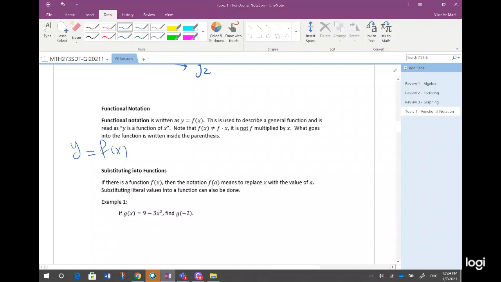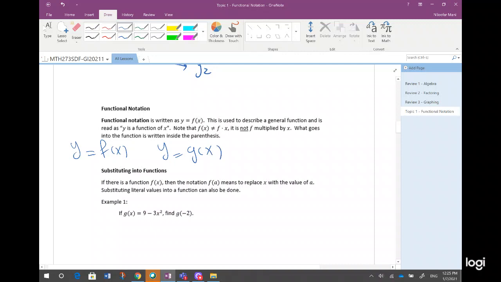No, this is not f multiplied by x. F is not separated from x. No, I cannot separate x from f. I just substitute x in an equation and I find y. So x is, for example, eaten by f. I cannot separate them.